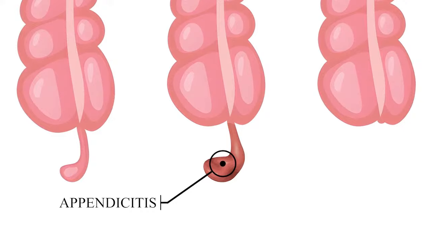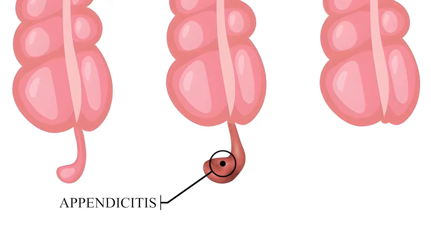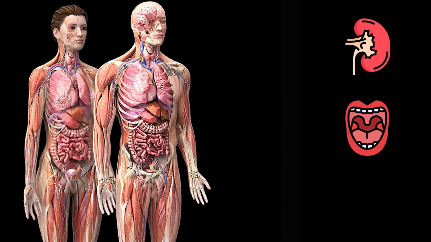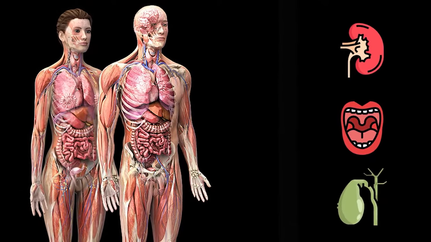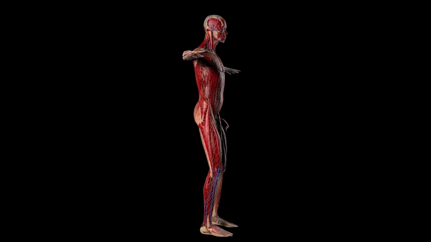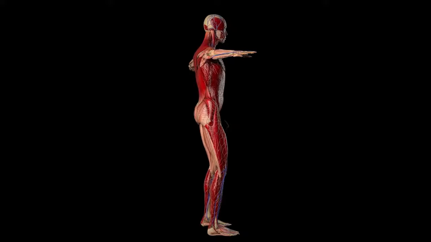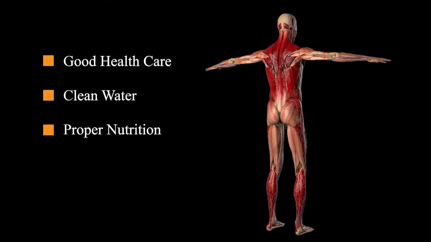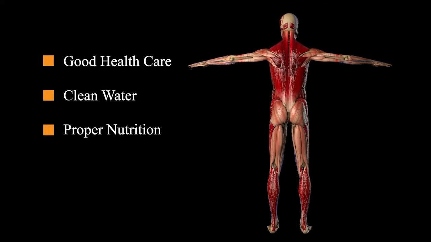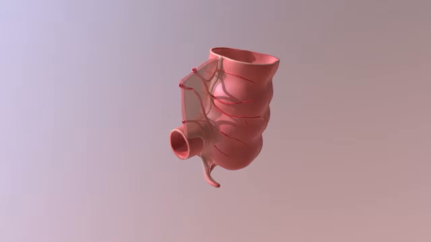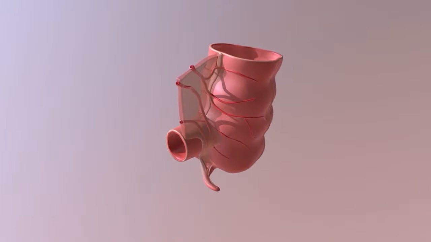But just because you can live without something doesn't mean it has no purpose. For example, people can live without one kidney, tonsils, or even their gallbladder, but those organs all do helpful things. The body is amazing because it can adapt and compensate when one part is removed, especially with good health care, clean water, and proper nutrition. However, in places where people don't have access to clean water or medical care, the appendix might play a more important role in gut health and recovery from infections.